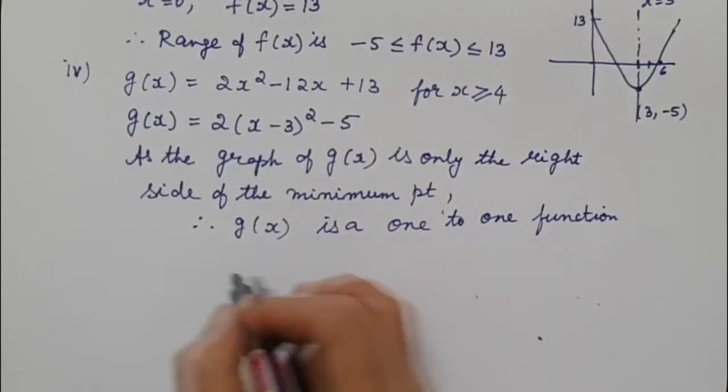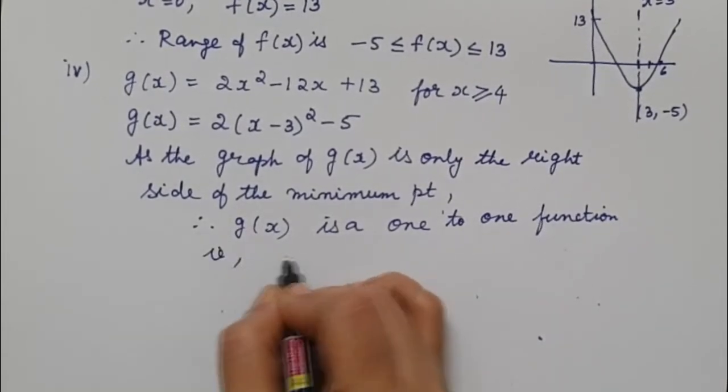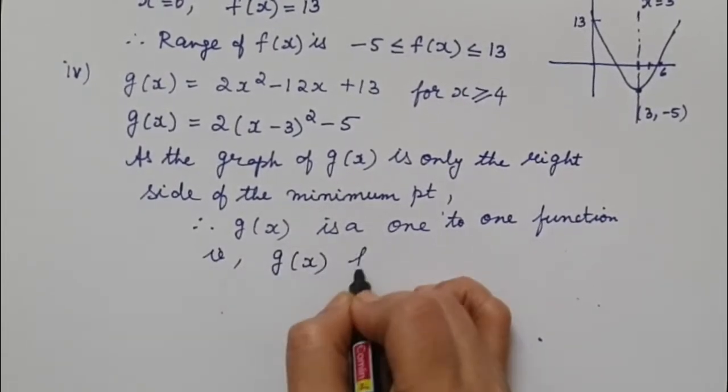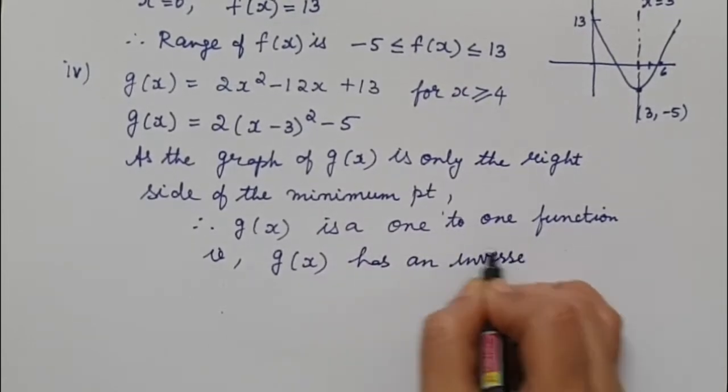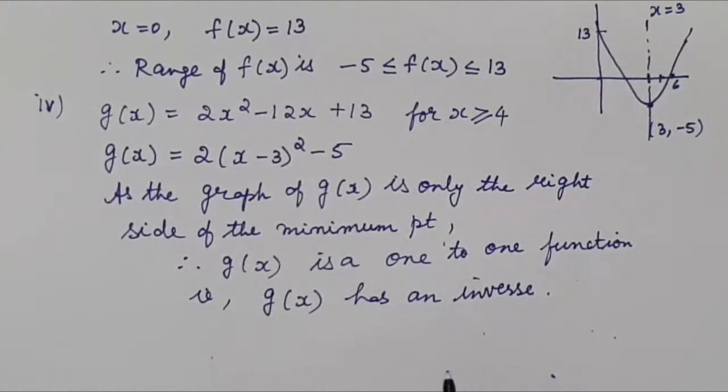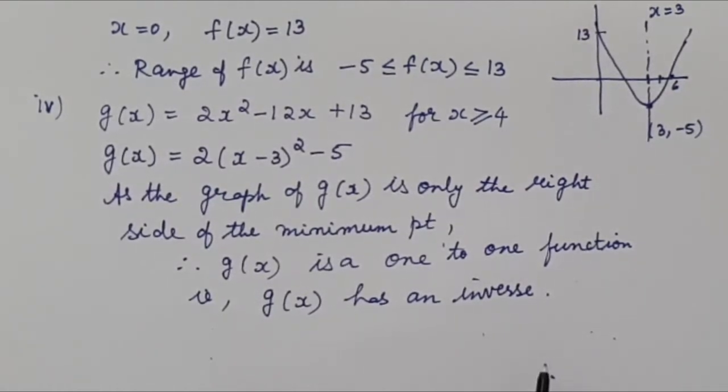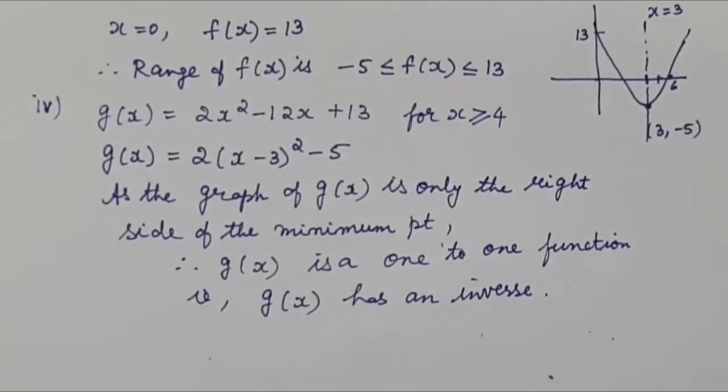Anytime whenever it is a one-to-one function, that is, g of x has an inverse. Generally in past papers, a question is asked why the function has an inverse. You can give your answer as: it has an inverse as it is a one-to-one function.